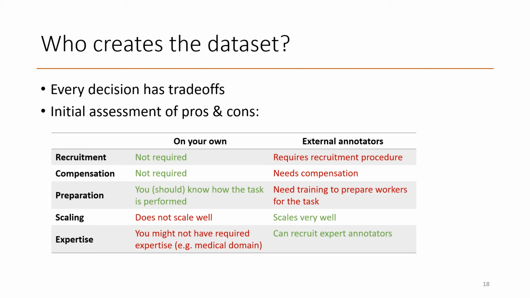For external annotators, you need to do recruitment, you need to have compensation, and you need to train or prepare workers for the task. All of those things you don't have to do if your team does it on its own. The problem with doing it on its own is that it does not scale very well if you want a large scale of annotations. Here the external annotators can scale very well. And the expertise might also differ. For example, in the medical domain, you might need to hire doctors and other expert annotators to actually look at the data that you, with your computer science background, might not understand.